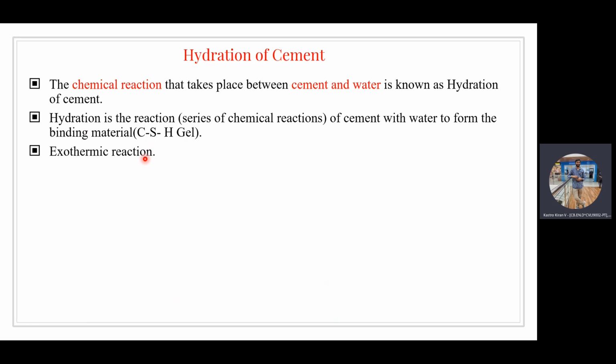Now, what does it mean by exothermic reactions? Logically speaking, we have two types of reactions. One is called an endothermic reaction, and the second one is an exothermic reaction. Exothermic reactions are the reactions where the heat will get liberated into the atmosphere.